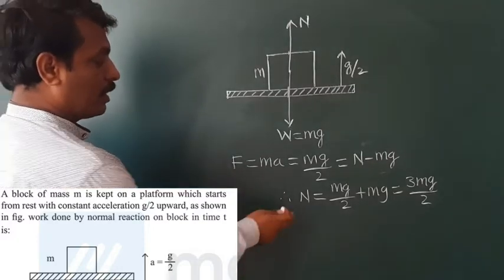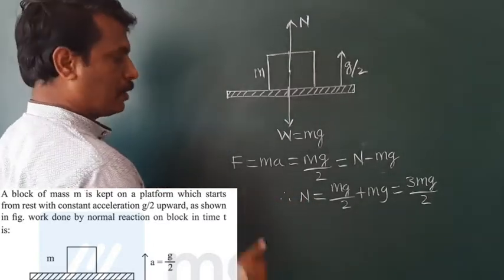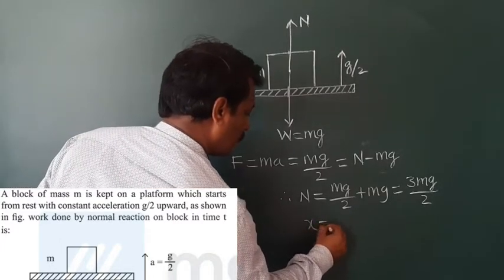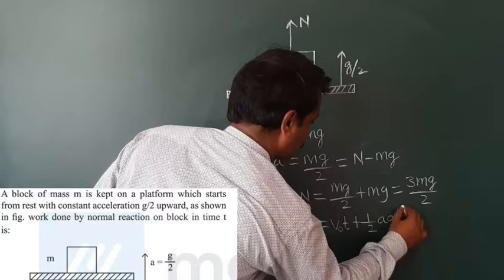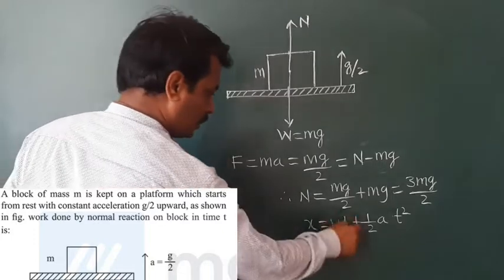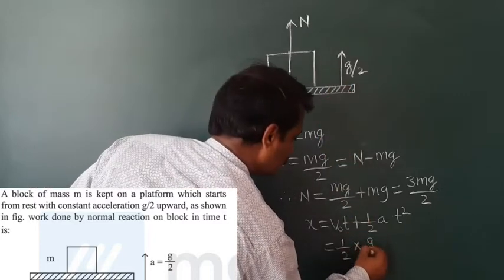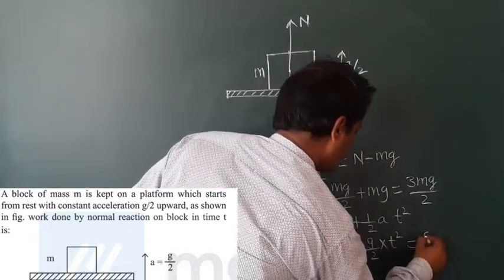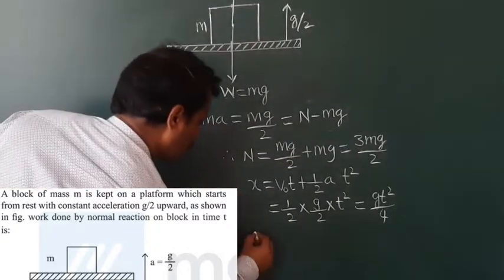Now the question is, what is the work done by the normal reaction? Work done is equal to force into displacement. Here force is N, but what is the displacement? So we will find the displacement. For that we use the formula x equals v naught t plus half a t squared. Here v naught, the initial speed, is 0, therefore this term becomes 0. Then 1 by 2 and acceleration is g by 2, so g by 2 into t squared. So we get g t squared by 4. This is the displacement.